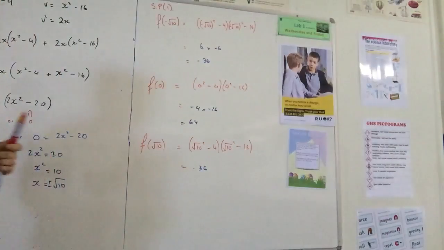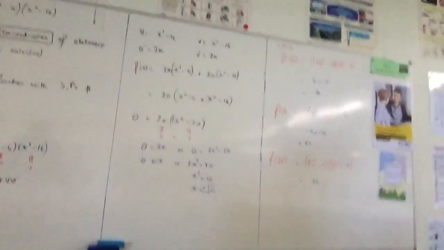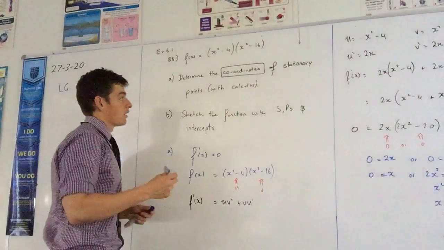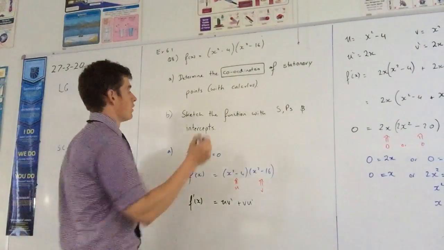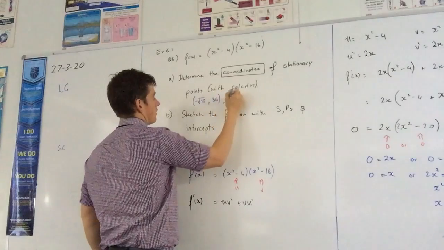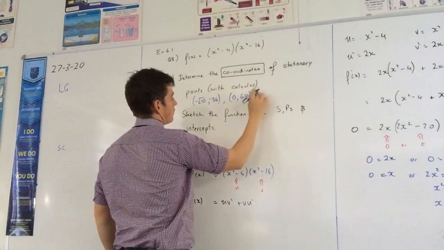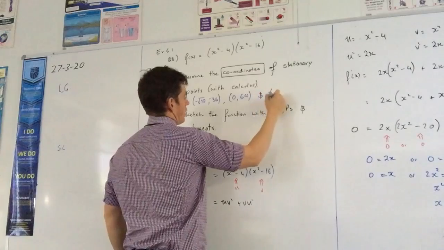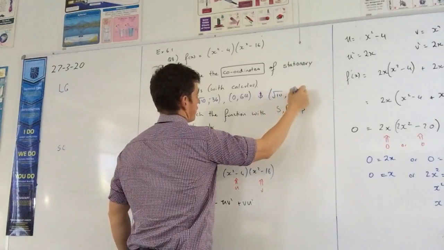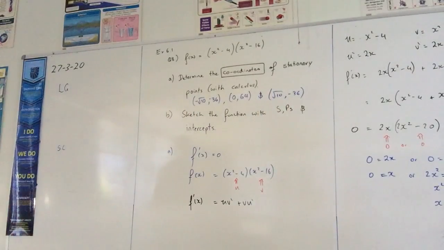So my three stationary points, if I come back to my original question, I'll come back to A. My three stationary points occur at, I'll do them in blue, negative root 10, negative 36; 0, 64; and root 10, negative 36. They're my three stationary points, and they are the points at which they occur. I'm going to now move on to number B, but I'll do that in the next video.